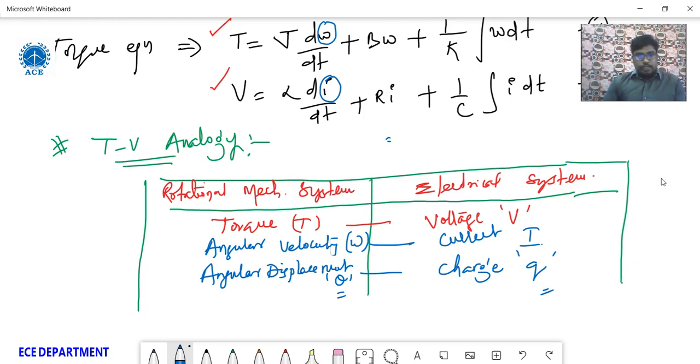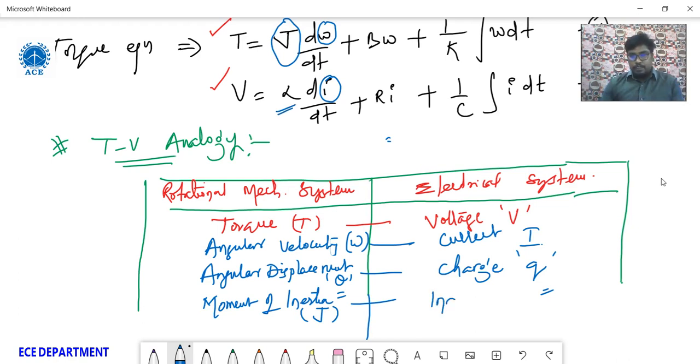Okay, let's continue. Next is moment of inertia. Inertia element, or you can call it moment of inertia, this is nothing but capital J, right? So moment of inertia becomes what here? Inductance. So it is inductance L in the electrical system, right?